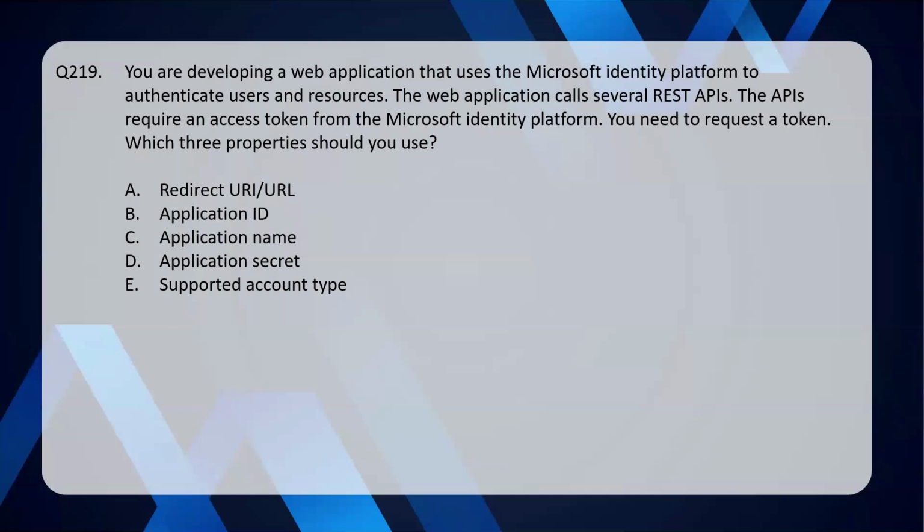The Microsoft Identity Platform requires some core values when requesting an access token for a web app, and the first one is application ID. This is also called client ID and identifies your app in Microsoft Entra ID. Next one is application secret, which is used to authenticate the application itself. And the final one is redirect URI. This is required for authorization code flow and used by Entra ID to return the authorization code or token securely.